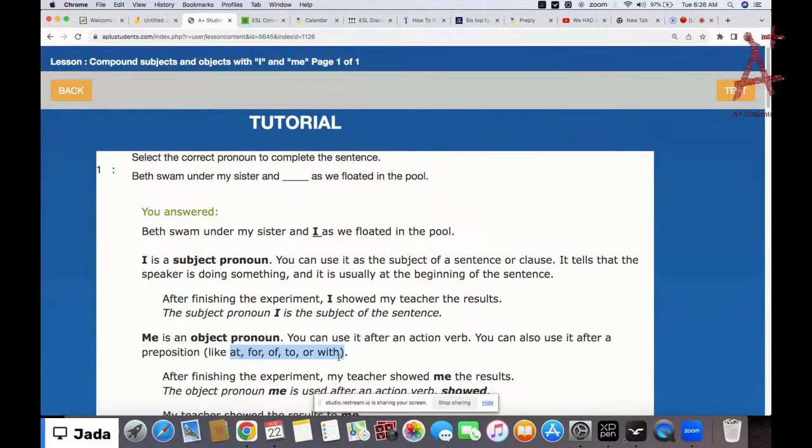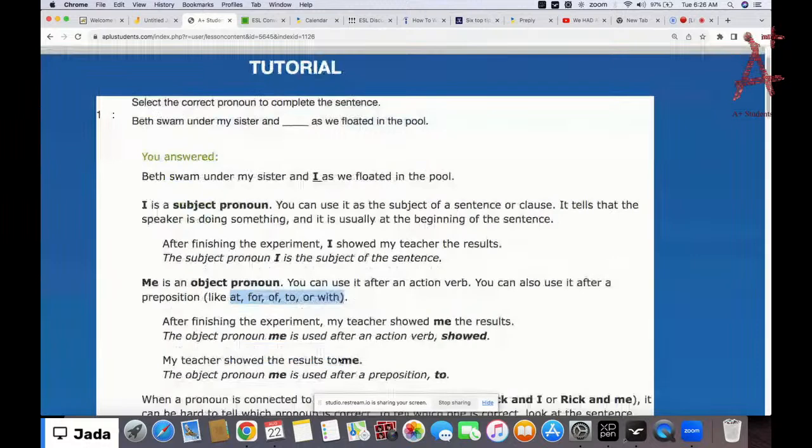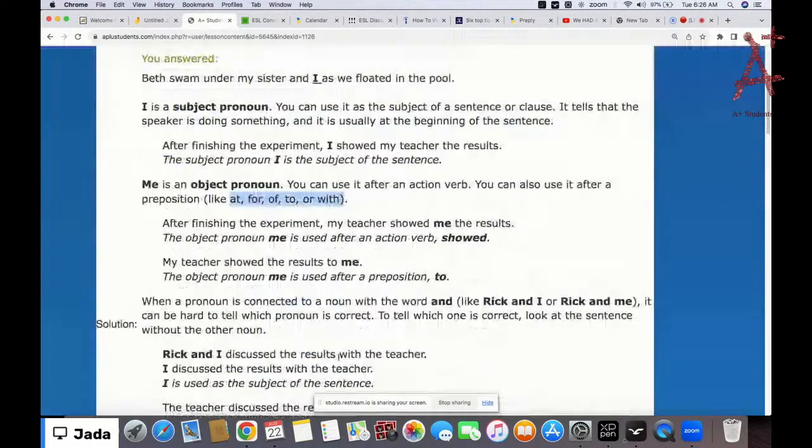Usually most people confuse I and me, but now you should know the difference between I and me. So I is the subject pronoun and me is the object pronoun. So whenever you use me, it could be after a preposition or it could be used after an action verb. But if you're using I, you know that I is meant to show that this is the subject of the sentence and it is used to show what the speaker is doing. And it's usually used at the beginning.